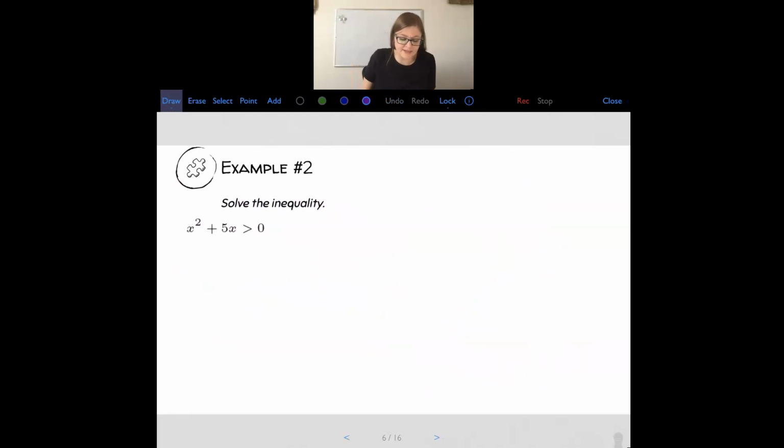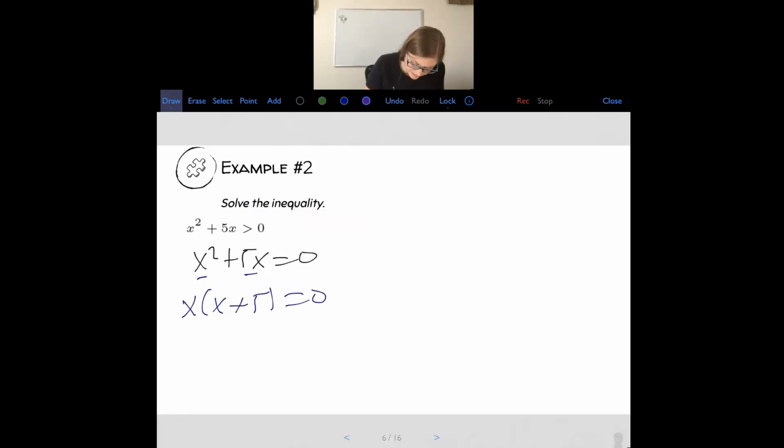Solve the inequality x squared plus 5x is greater than 0. We already have one of the sides of the inequality, 0. So the next step is to find the zeros by setting our quadratic equal to 0. You can use factoring, square root property, or quadratic formula, just depending on what you're given. In this case, our first rule of factoring is looking for a greatest common factor. So I'm going to take an x out of each. Okay, and then from here, I would get x is 0 and x is negative 5.